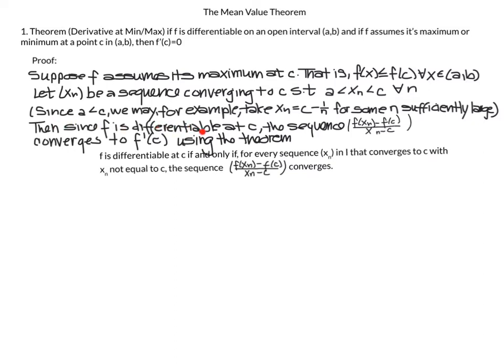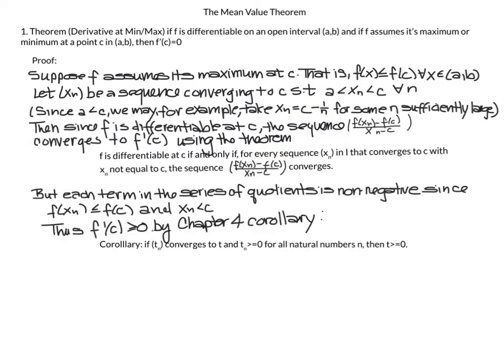Then, since f is differentiable at c, which is given as one of our hypotheses in our theorem, the sequence f of xn minus f of c over xn minus c converges to f prime of c, using the theorem from our last video that says f is differentiable at c if and only if every sequence xn that converges to c implies that the sequence f of xn minus f of c over xn minus c also converges. And remember, this is our formula for the derivative.